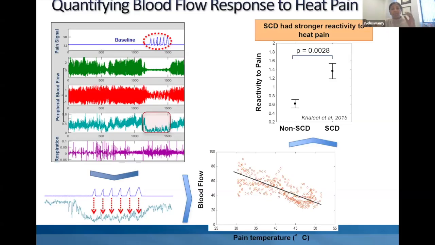We took each point of blood flow and plotted it against the temperature, and you can see as the temperature goes up consistently, the blood flow is going down. And on the top here, you can see that patients with sickle cell disease actually had a much greater reactivity than that of control subjects. So we're also studying volunteers who did not have sickle cell disease, so we could compare the two. And you can see that the mean or average reactivity to pain is much higher in sickle cell patients.